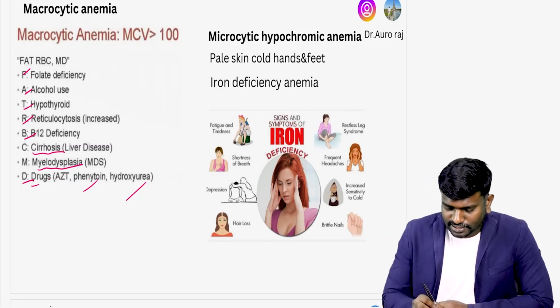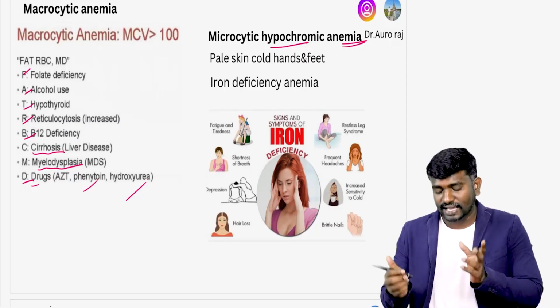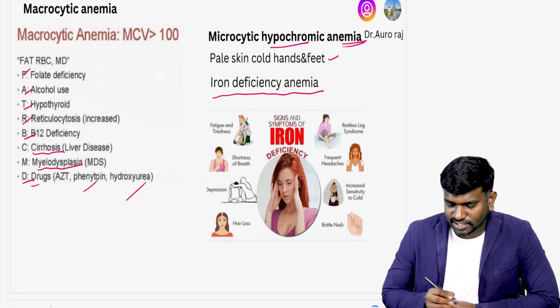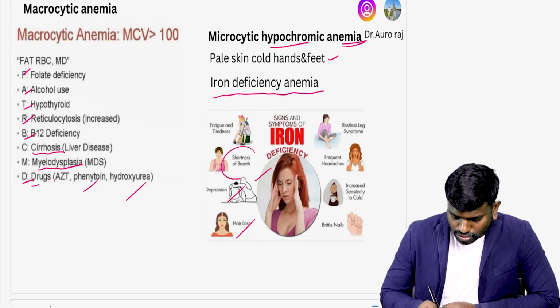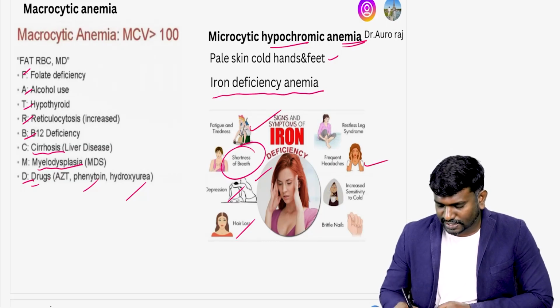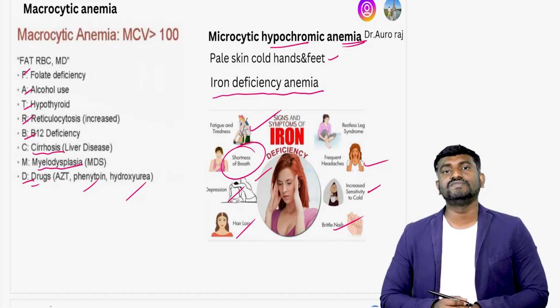Remember, microcytic hypochromic anemia will have what? Pale skin and also cold hands and feet. In iron deficiency anemia, which is also microcytic hypochromic anemia, the patient may have what? Depression, hair loss, shortness of breath, and also fatigue. Yes, he or she may also have what? Frequent headaches and also brittle nails. Good. Along with increased sensitivity to cold as well.